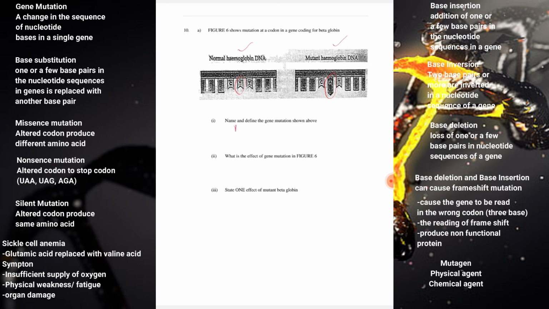Now name and define the gene mutation shown above. So this one is base substitution. Okay, what is meant by base substitution? Replacement of one or few base pairs of nucleotide with another pair of nucleotides. Base substitution is the replacement of one pair of nucleotide with another pair of nucleotide.